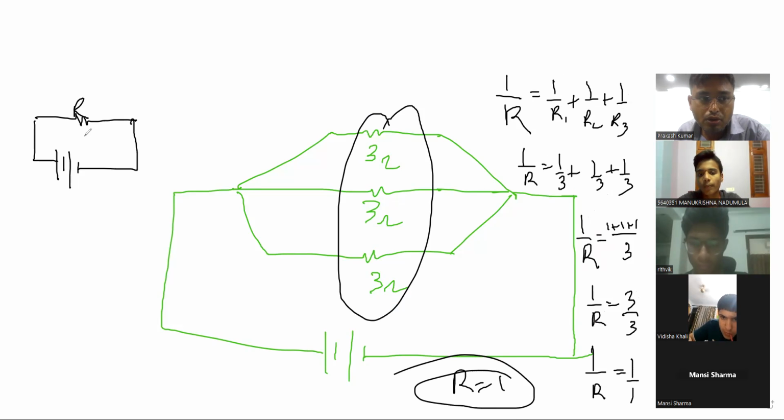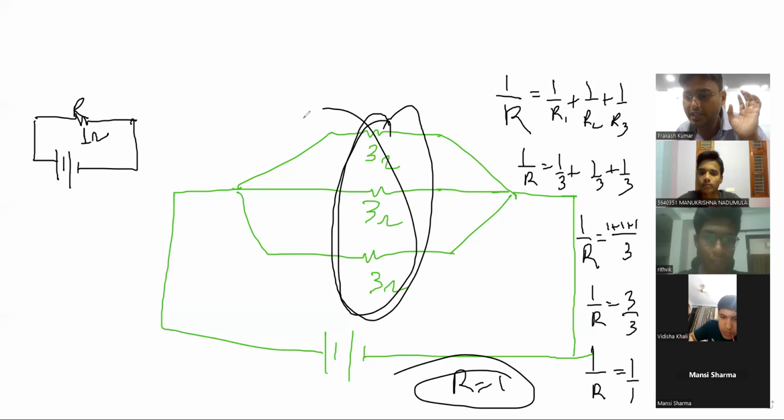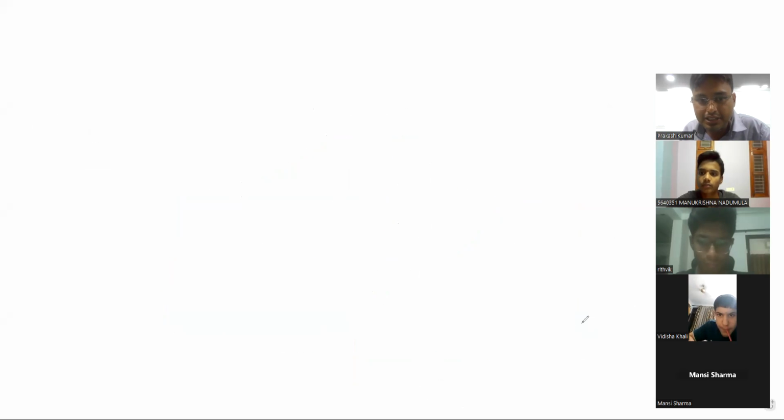So 1 ohm, a single 1 ohm resistor, is enough to replace this parallel connection of 3 ohm resistors. Right? Now try this question and let me know what is the equivalent resistance.